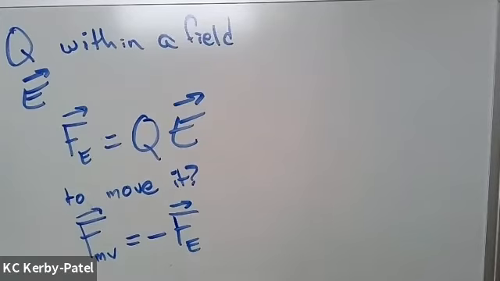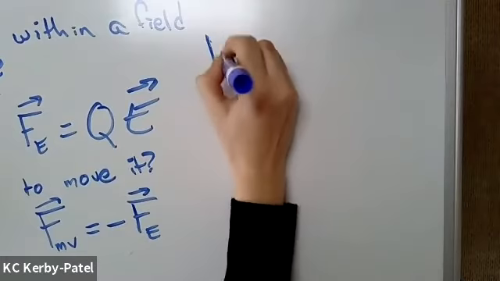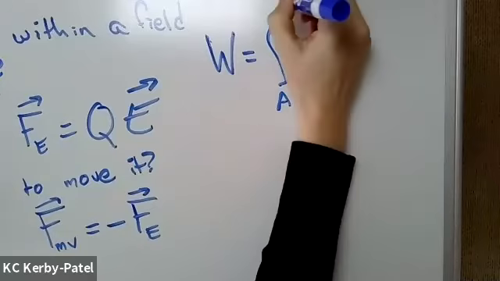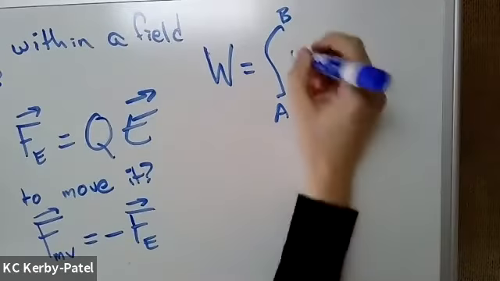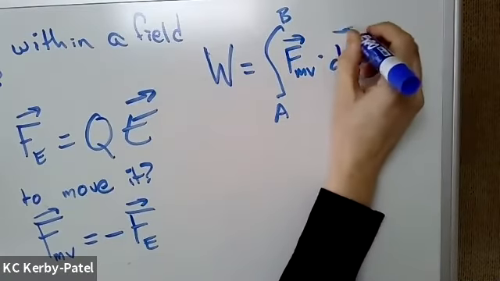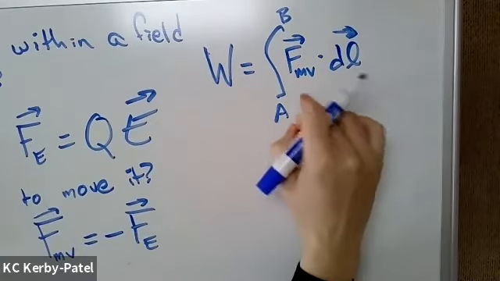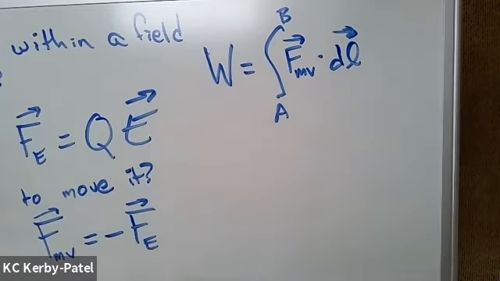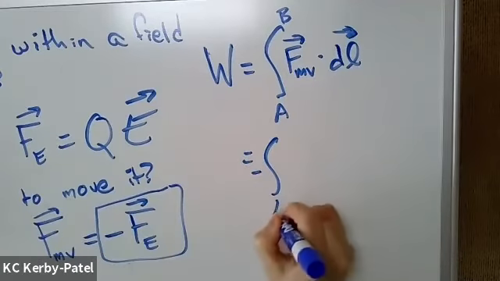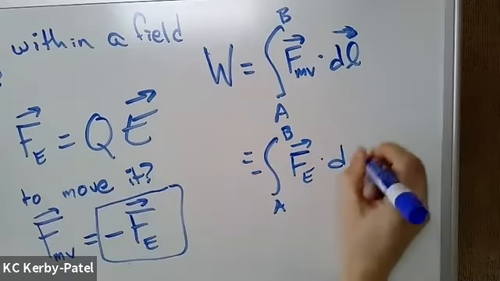And in that case, the amount of work that we do to this charge is going to be the integral from wherever we start to wherever we end of the force it took to move the charge dot dl. Okay. That force, the force it took to move the charge, was minus Fe, right? Because we said that down here. So that is equal to minus the integral from A to B of the force due to the electric field dot dl.